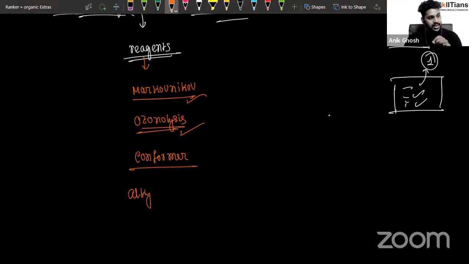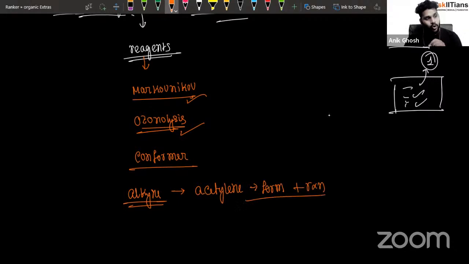Then go to the alkyne portion. In the alkyne portion, you have acetylene formation and its reactions. Go through all the reactions. This part is very important. The acetylene part, the alkyne part is very important. Go through those portions from the hydrocarbon chapter, right? And the ozonolysis, Markovnikov rules, these are also important.